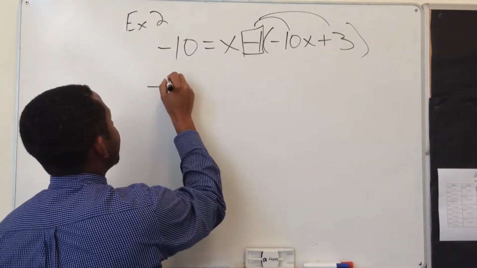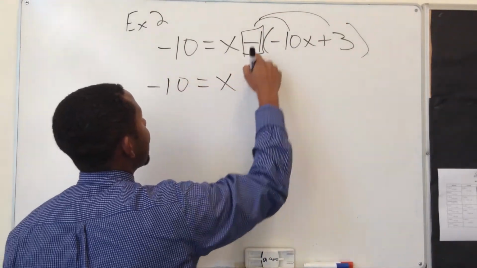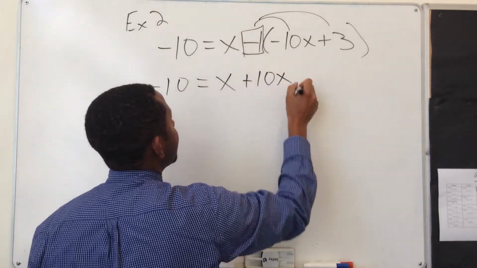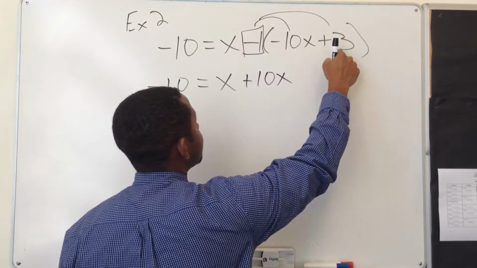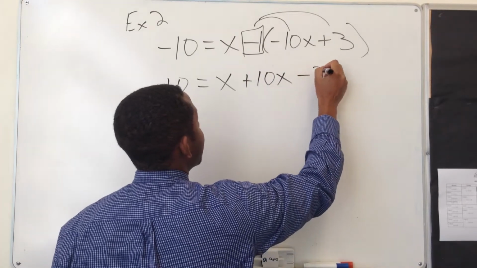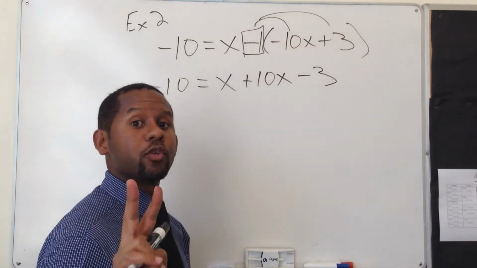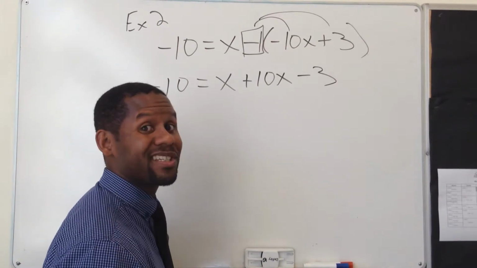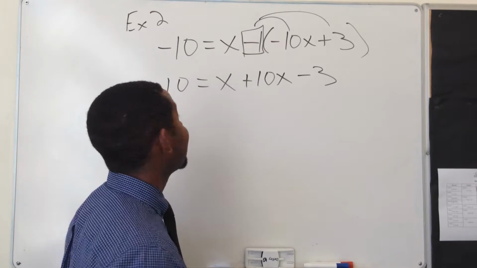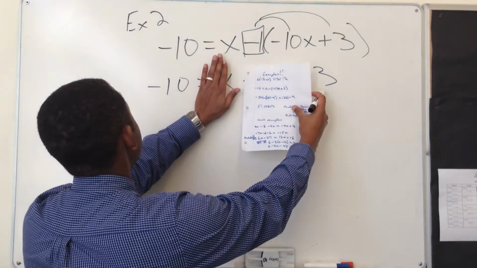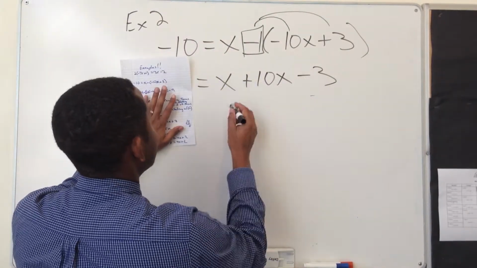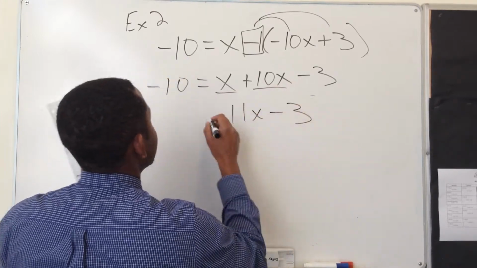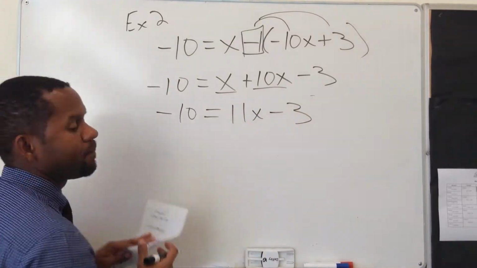So I end up with negative 10 equals x. Negative 1 times negative 10 is positive 10x. Negative 1 times 3 is negative 3. Step 2, combine like terms. Do I have like terms here? Hopefully you're looking at this and saying, yes, I do. On this side, I have nothing to put together, but on this side, I have x and 10x. That makes 11x minus 3 equals negative 10.